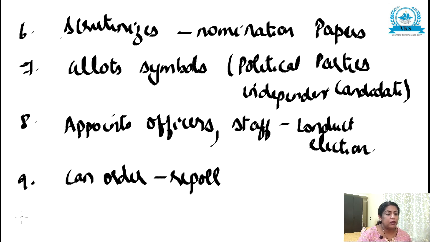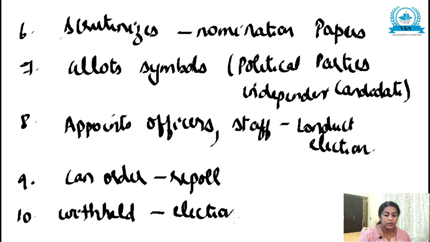Now, it can withhold the election result on valid grounds. The Election Commission can withhold the election results, but valid reasons should be there; then it has the power to withhold the election results. Now the 11th power or function of the Election Commission is the president or the governor.